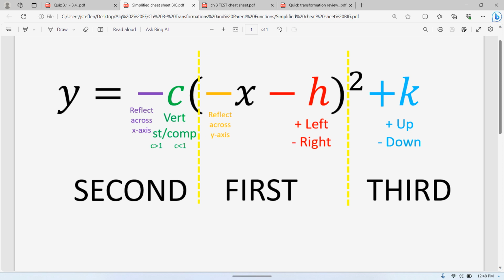Then the big reason I did this is because I wanted to make sure you realize the C is your vertical stretch compression. The negative has nothing to do with that C. The negative is another transformation that's reflected across the x-axis. Now I added one for the compression. The one on your test will also have that. I added that in there, or I hopefully have. If I haven't, I'll check that.